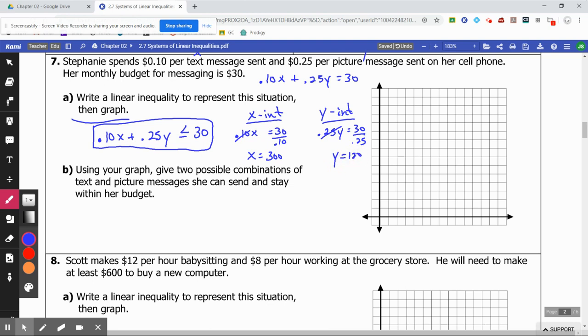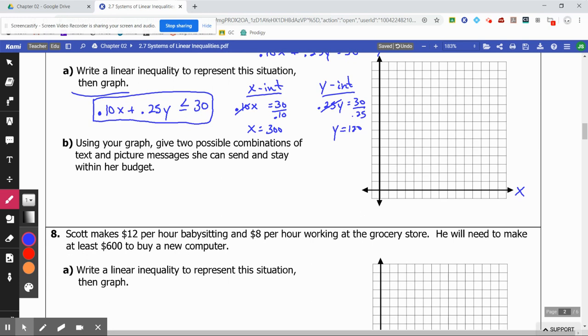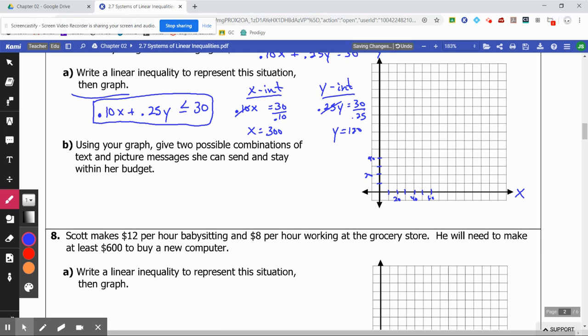Now we're going to have to do something with the scale on our x-axis and our y-axis. Reminder that x's are the number of text messages, y's are the number of picture messages she can send. So in order to get this 300 to fit, let's see, what can we do with our x-axis? Let's let each box count 10. So this would be 10, this would be 20, 30, 40, 50, 60, and so on. And let's do the same thing for the y-axis: 10, 20, 30, 40, and I think then we'll be able to fit this on here. So our x-intercept is 300, and I don't think that's going to fit still.